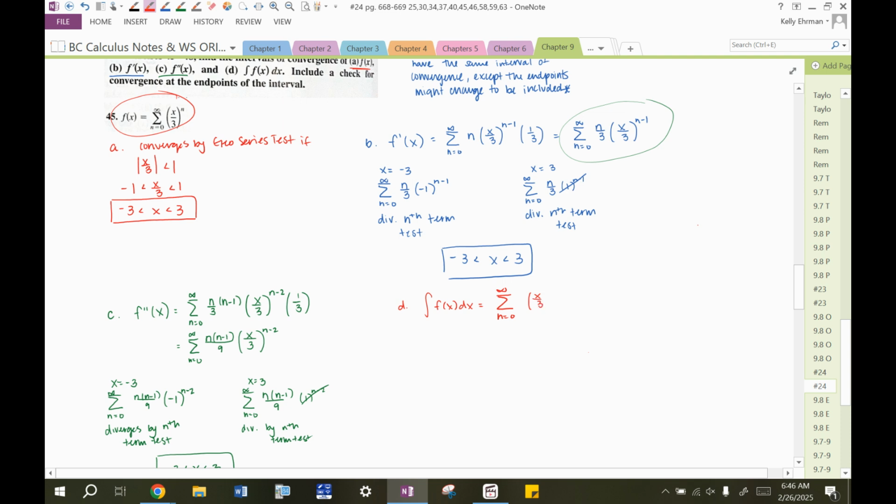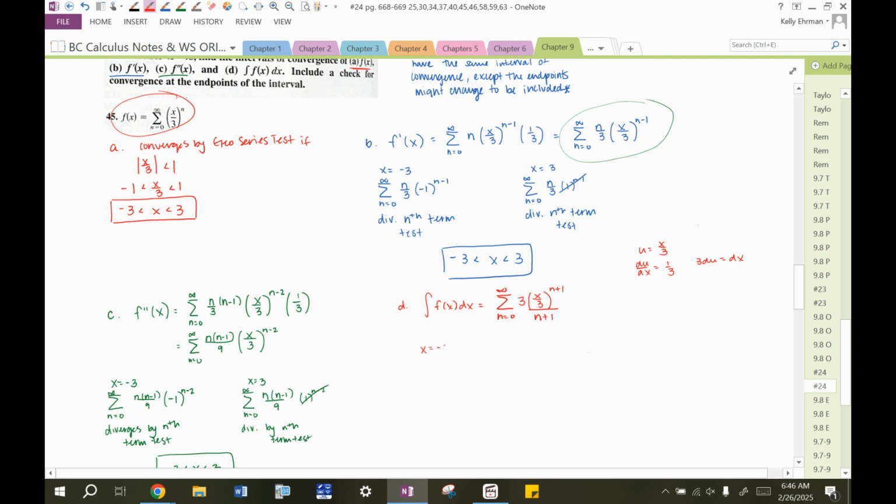So x over 3 goes to the n plus 1, gets divided by n plus 1. And again, you would have had u sub here. So if u is equal to x over 3, du dx is equal to 1/3. So 3 du is equal to dx. So there needs to be a 3 out here. All right, now we check the n's again.